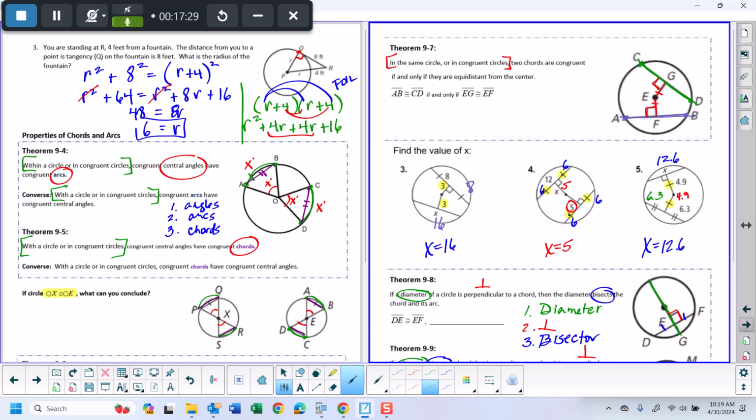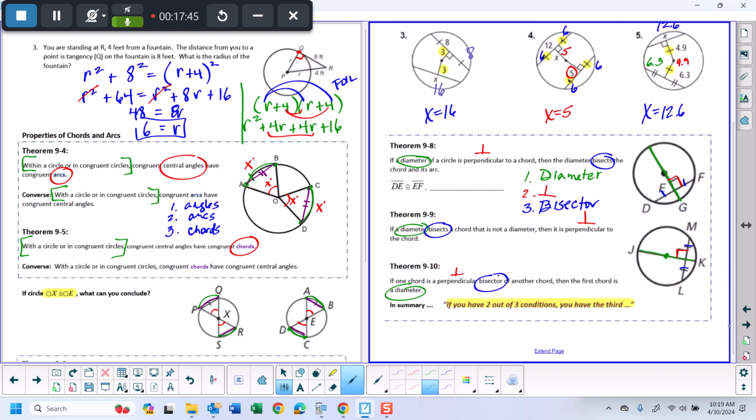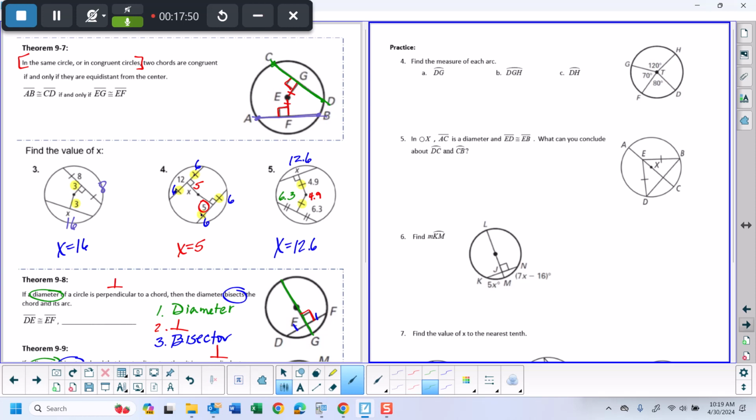In the same circle or in congruent circles, two minor arcs are congruent if their corresponding chords are congruent. Got it. Our next conversation was about chords that are equidistant, and I always think about somebody pushing those chords away from the center of the circle. If they're the same distance, then they're going to be congruent. And then here's our buy two, get one free conversation. You have the third.